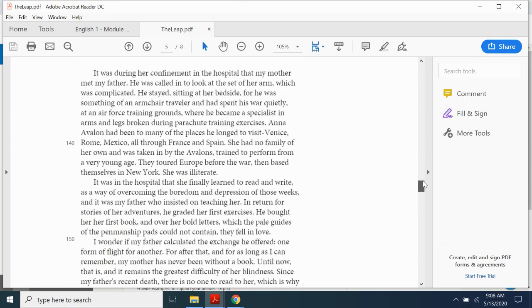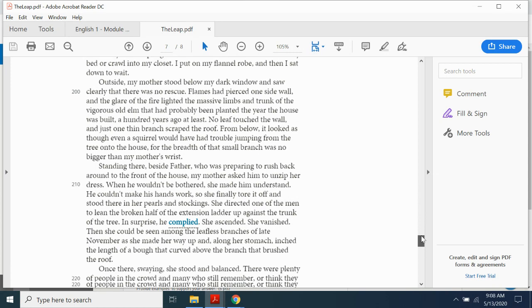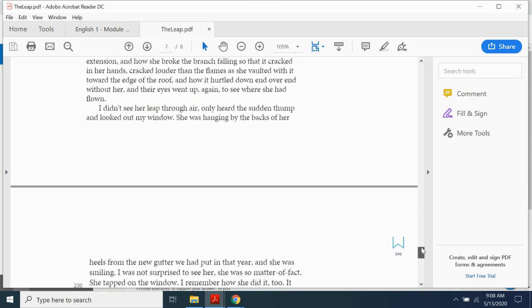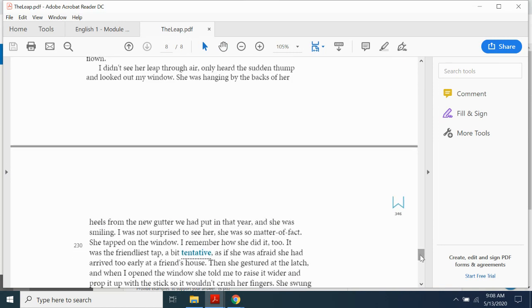But if you want some extra credit, here is line 227. I'm just going to start right here, a little bit on the last page. Okay. I didn't see her leap through air, only heard the sudden thump and looked out my window. She was hanging by the backs of her heels from the new gutter we had put in that year, and she was smiling. I was not surprised to see her. She was so matter of fact. She tapped on the window. I remember how she did it too.